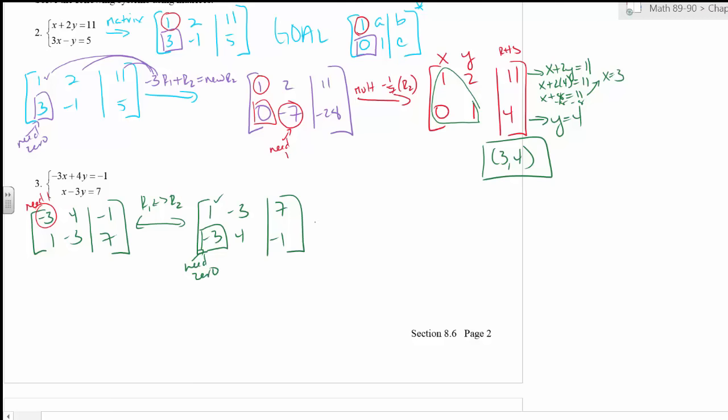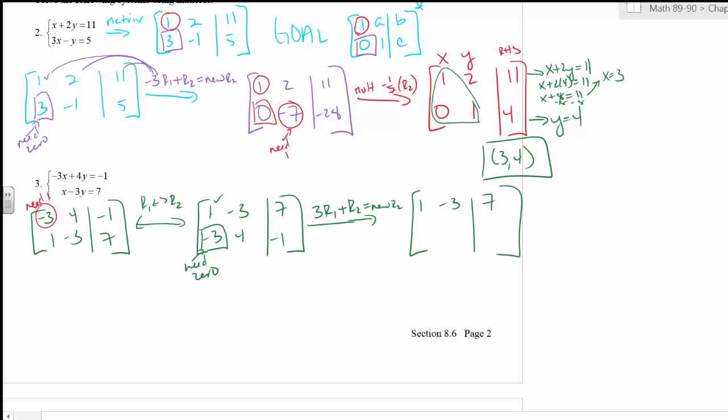So in order to get that 0, what am I going to do? I'm going to multiply, actually I'll just write it out. We're going to multiply the first row by 3. So 3 times R1, and I'm going to add it to row 2, and I'm going to get the new R2. That means the first row is not changing.